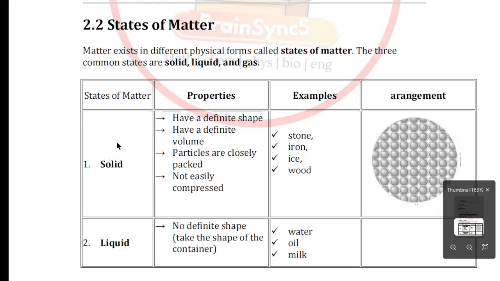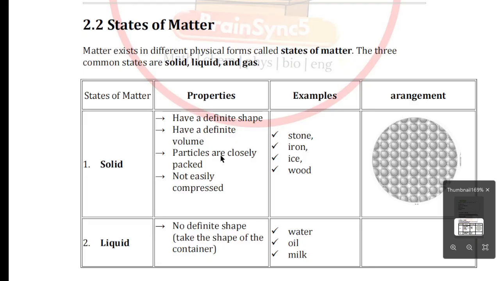A solid is this here. A solid has the following properties. Number one, it has a definite shape. Number two, a definite volume. Number three, particles are closely packed, not easily compressed. What do I mean by definite shape? Meaning the shape cannot be changed. You see, you cannot change the shape of a solid. Number two, the definite volume, you cannot change the volume.